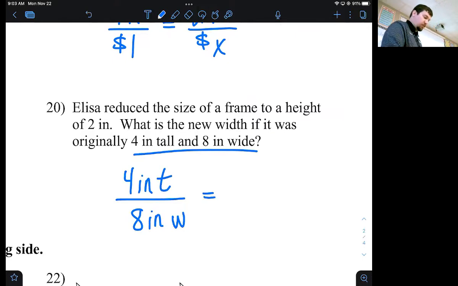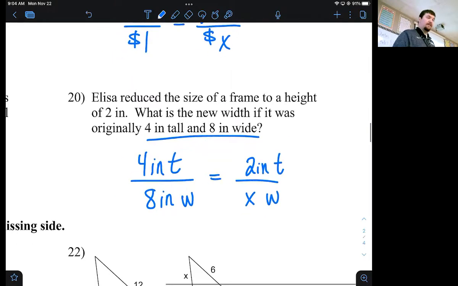So she wants to reduce this frame height so that it has a new height of 2 inches, and she wants to know what the new width is. So if she wants to know what the new width is, where's my X got to go? On the bottom where the width would go. And that means the new height. Height, by the way, is another word for tall, right? So that 2-inch height is going to go on top for how tall it is. Cross multiply, label your answer.